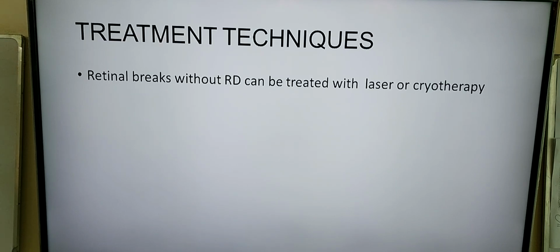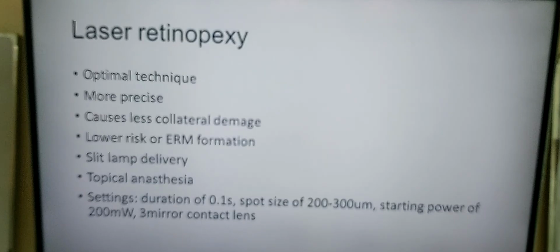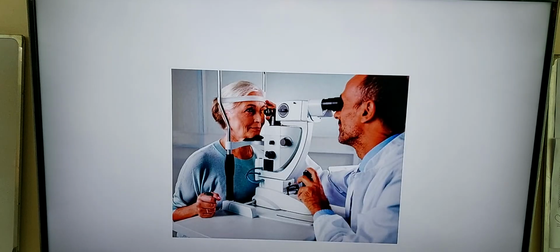Treatment techniques. There are two treatment techniques for treating retinal breaks: laser and cryotherapy. Laser retinopexy. The first type of treatment we look at is laser retinopexy. This is the machine with which this laser is done.